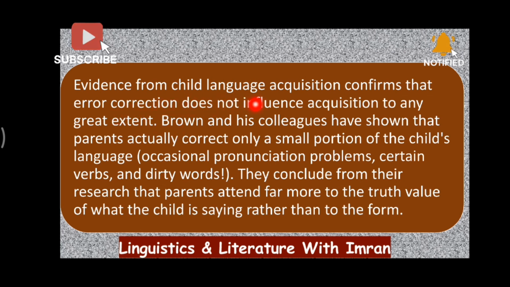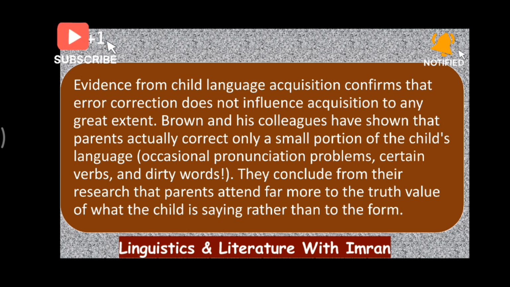Evidence from child language acquisition confirms that error correction does not influence acquisition to any great extent. Brown and his colleagues have shown that parents usually correct only a small portion of the child's language: occasional pronunciation problems, certain verbs and dirty words. They conclude from their research that parents attend far more to the truth value of what the child is saying rather than to the form.